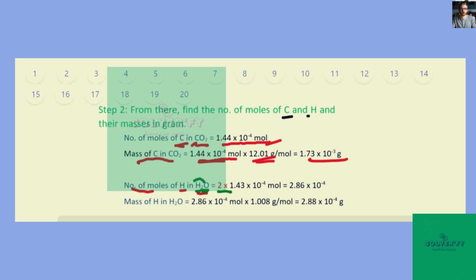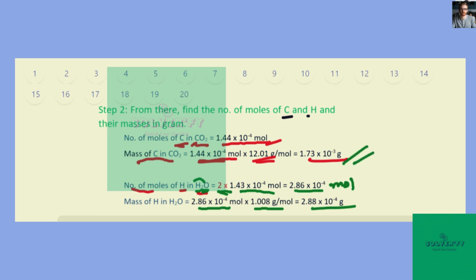That means we will multiply the number of moles of H2O by 2 to get the number of moles of hydrogen. Now this is our number of moles of hydrogen, and from here we will find the mass of hydrogen in water, or mass of hydrogen produced. In the same way, we just multiply this number of moles of hydrogen by the molar mass of hydrogen to get the mass of hydrogen produced.